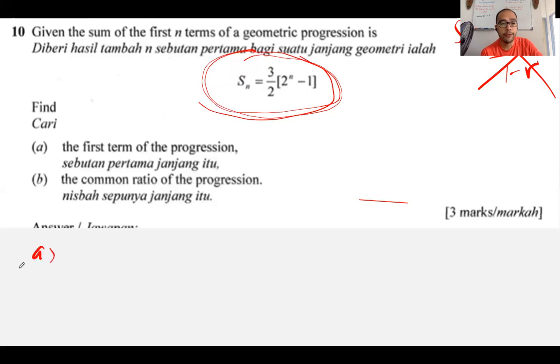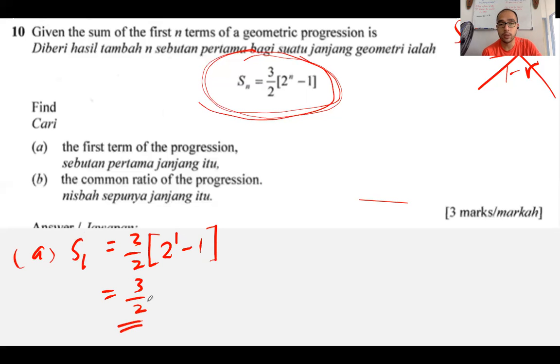Okay, A. Find the first term. The first term is S1. Okay, so 3 over 2, 2 to the power of 1 minus 1. How difficult can this be? This answer is just 3 over 2. Okay, find the common ratio. Common ratio a little bit longer. Okay, so sorry, I need 1 mark. Common ratio, you have to find T2 divided by T1. But you don't have a way to find T2. Okay, so we got to think about this. Now, S1, sorry, sorry, not this.